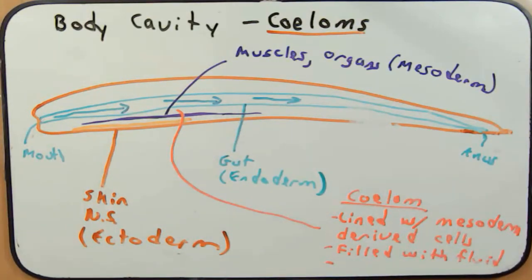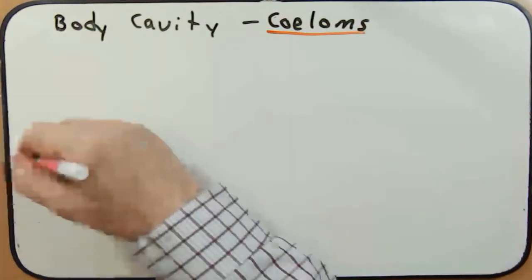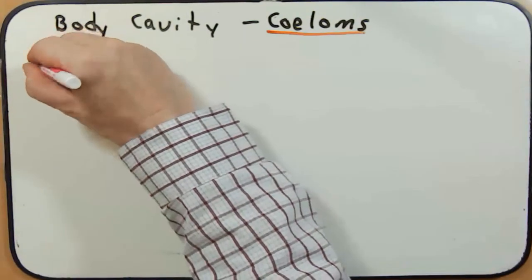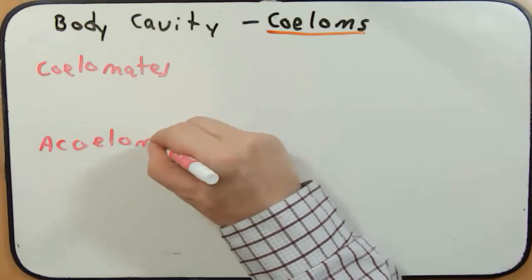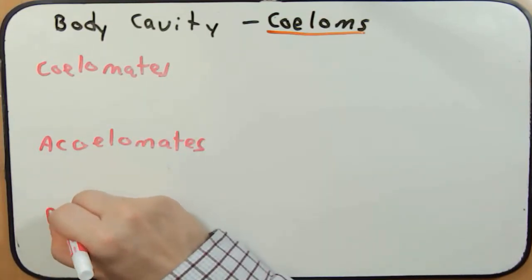Not all animals have this coelom. Not even all animals with a bilateral symmetry have a coelom. So I want to spend a little bit more time talking about the way we can categorize an organism based upon whether it has a coelom. And then I want to talk a little bit about some advantages that a coelom provides animals that have a coelom. So animals are either called coelomates, acoelomates, or pseudocoelomates.